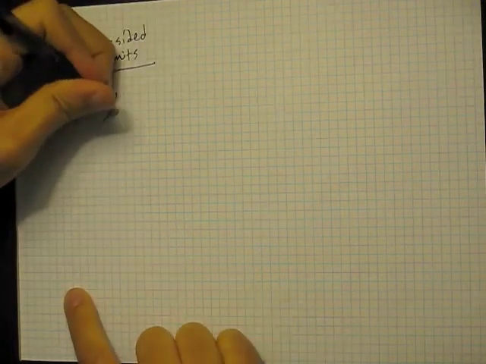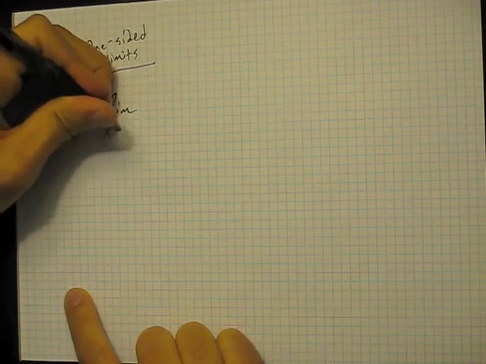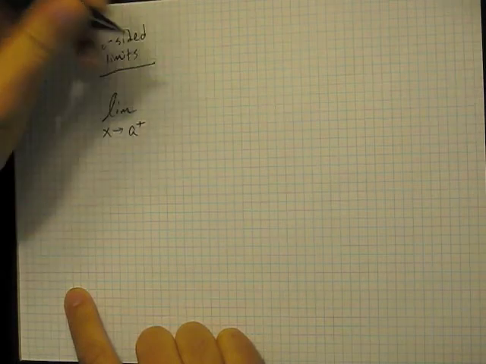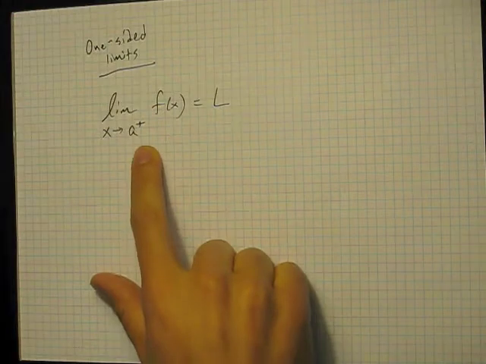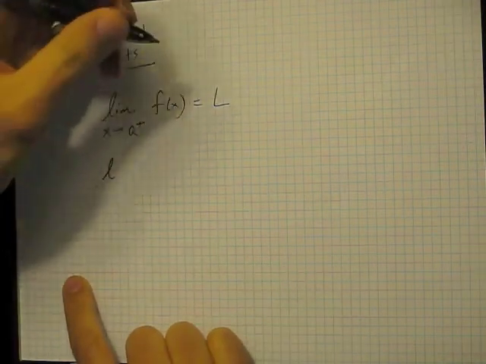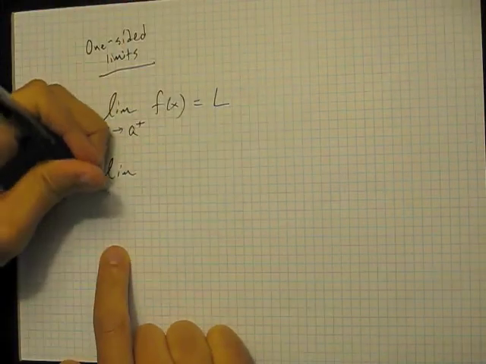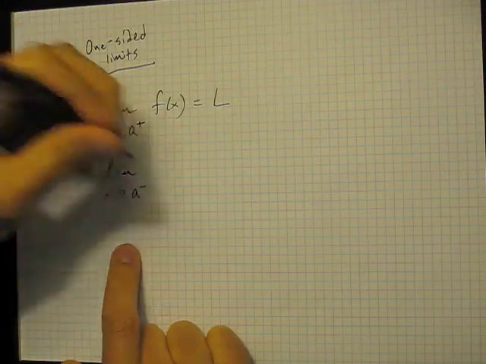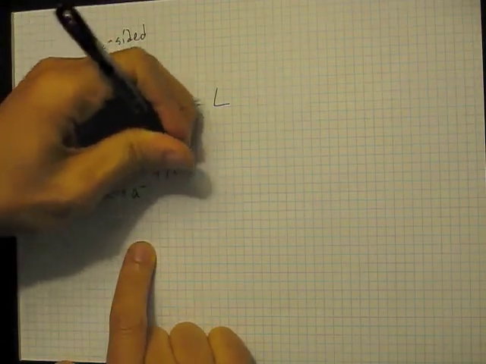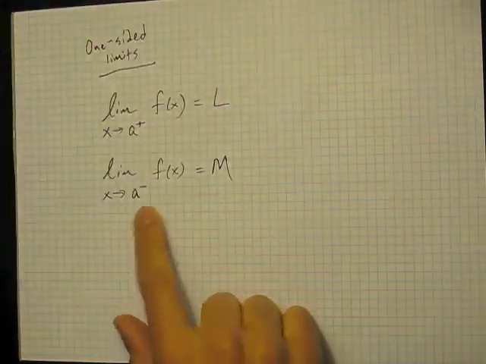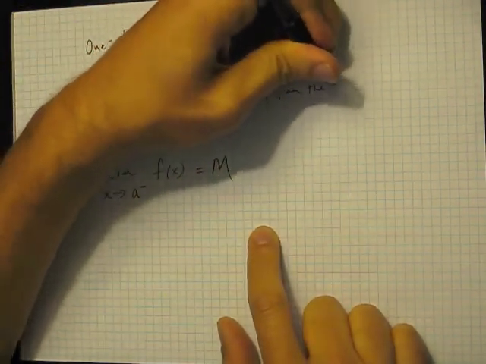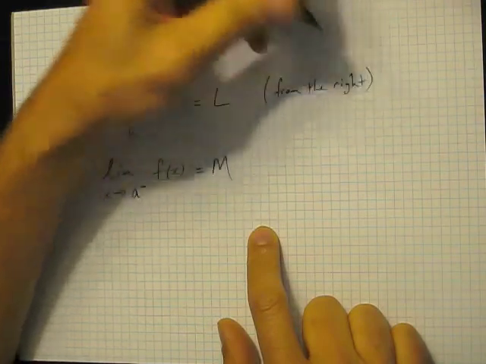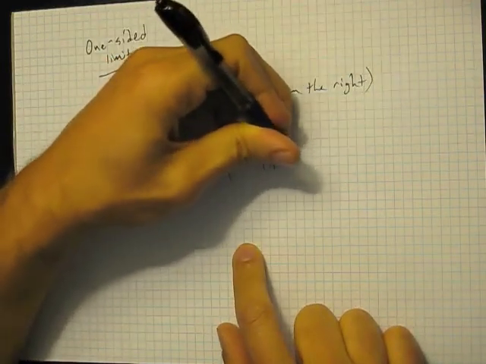So the notation for this is the limit as x approaches a from the positive side of a, or from the right, and x approaches a from the negative side, or from the left. So this is from the right, and this is from the left.